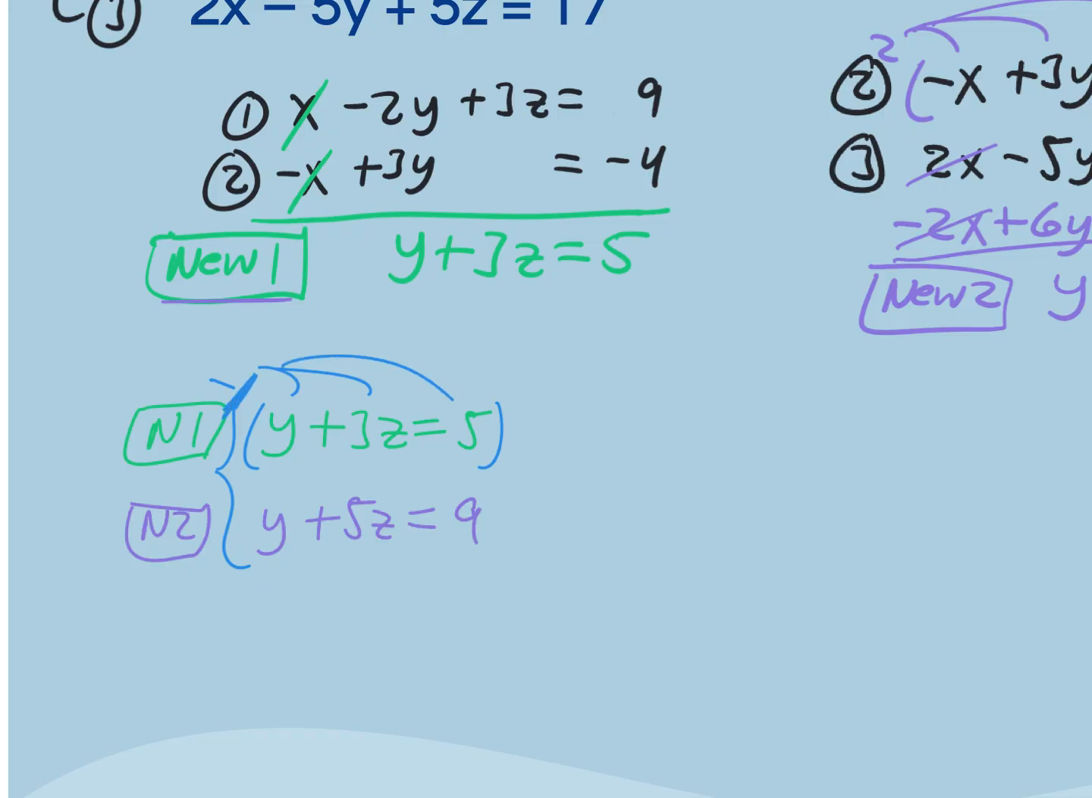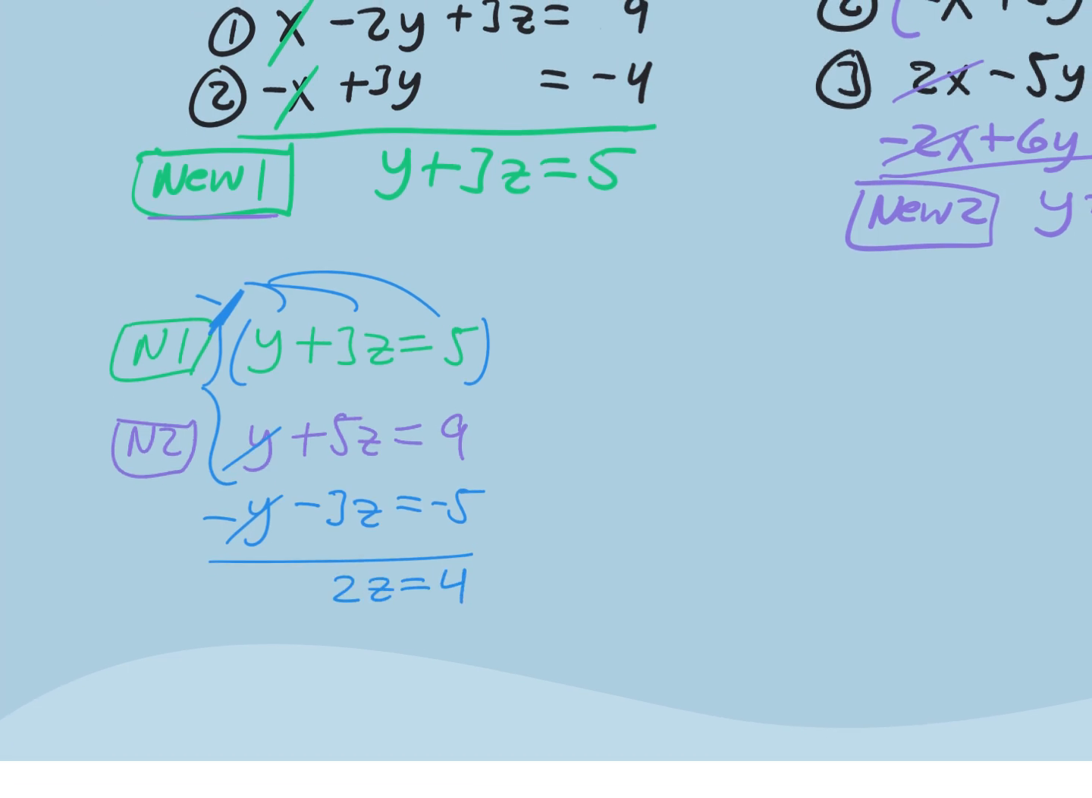So I can try to multiply the first one, so new equation 1 by -1, right? And then that's going to change the sign of everything. I'm just going to write it underneath. We get -y minus 3z equals -5. And then I get y minus y, which cancels out. 5z minus 3z is 2z, and then 2z equals 4. All right, and then 2z equals 4, very simple math. All you have to do is divide by 2. And then so you get z equals 2.